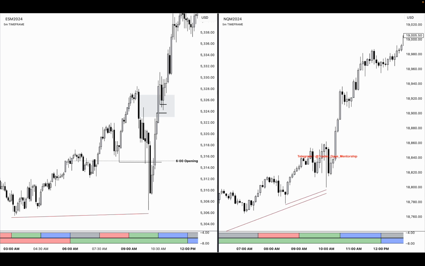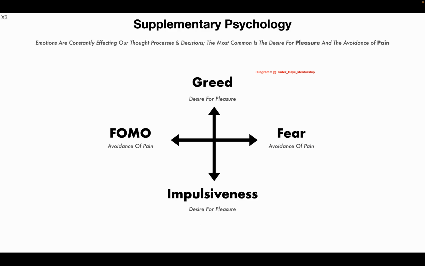And that is my one setup for life, that later in this year, you're going to see some crazy stuff of me using this setup, because I have some plans later on in the year utilizing this exact model right here. All right, supplementary psychology.